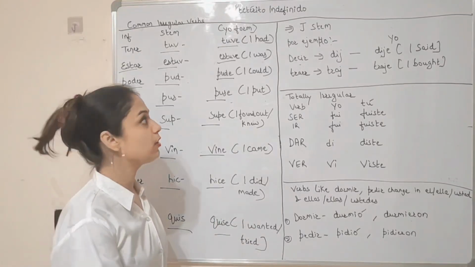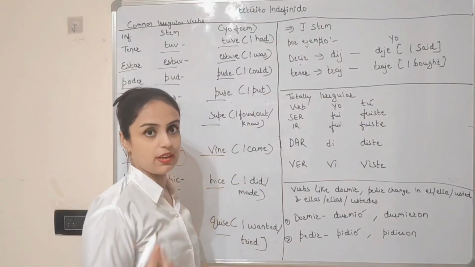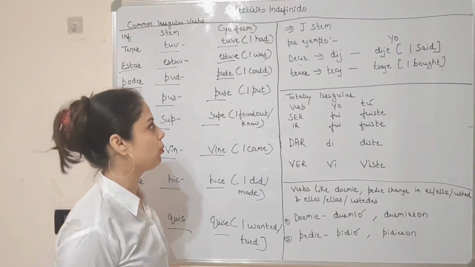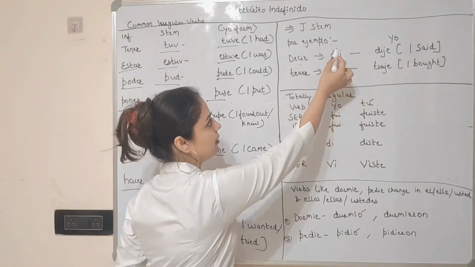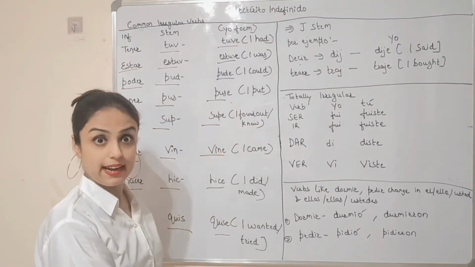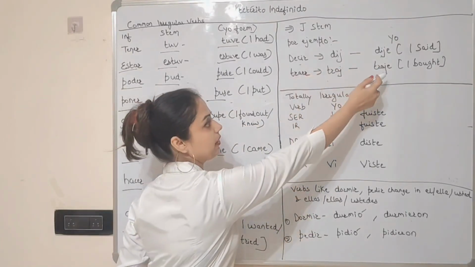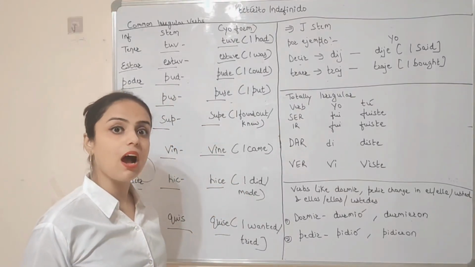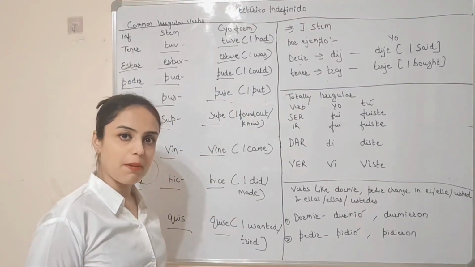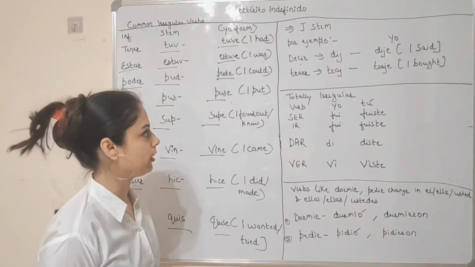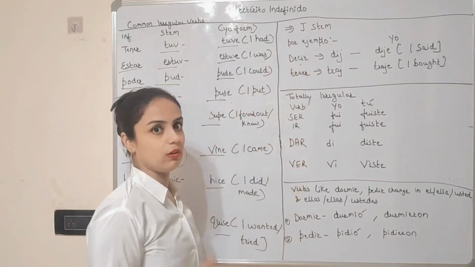Vale. The next irregular verbs are J stem. The purely irregular verbs, highly irregular verbs. Like decir, stem dij, dije. Yo form is dije. That means I said. Then traer, traje, I brought. Por ejemplo, ayer traje mi cámara. I brought my camera yesterday. Vale. So traje means I brought. These are highly irregular verbs.